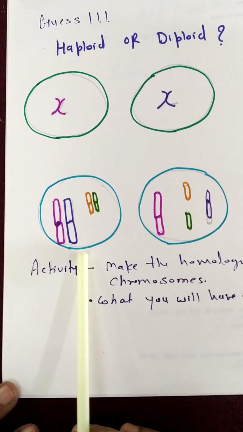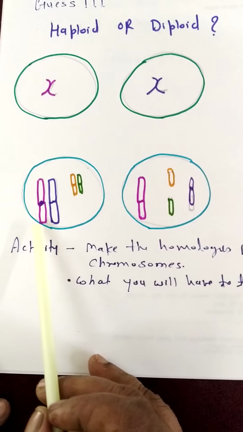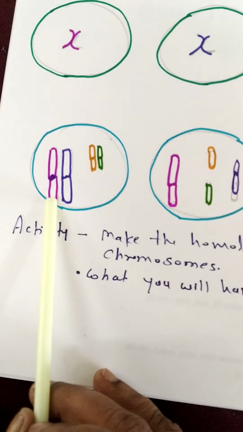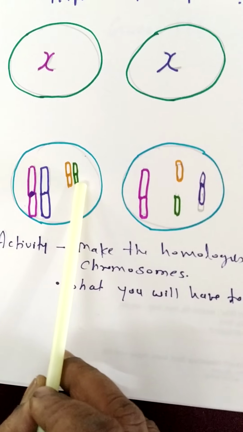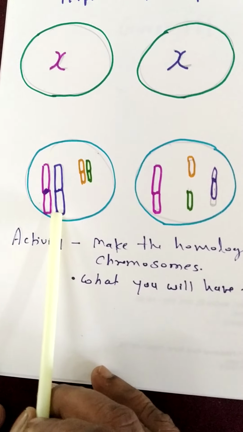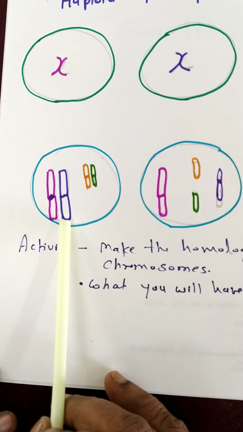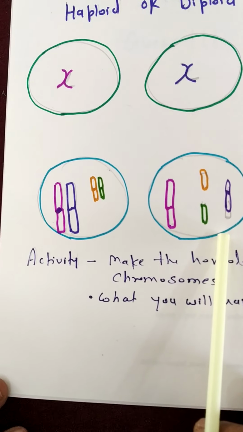Now see this diagram. What can you see here? There are 4 types of chromosomes, 1, 2, 3, 4, but they are paired. Here similar pairing is there, and therefore pairing is here, and that's why it is a diploid cell. Here pairing is not there, therefore it is a haploid cell.